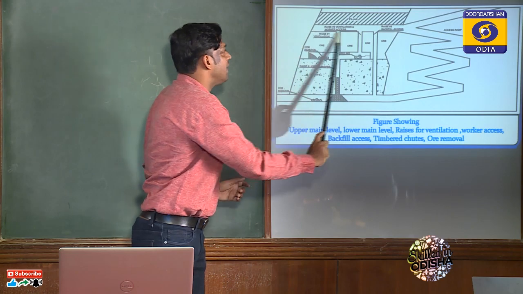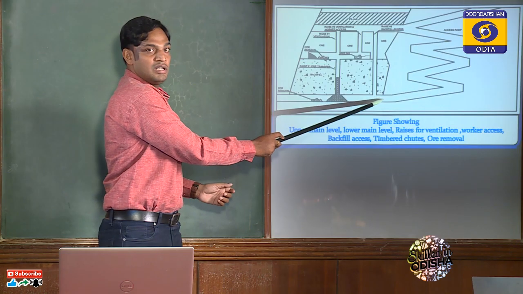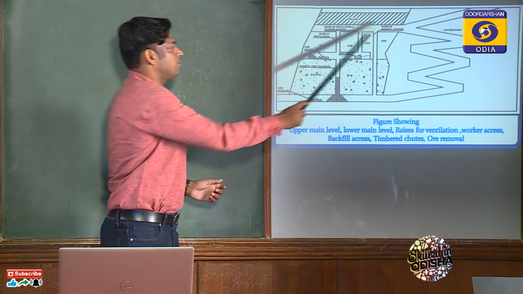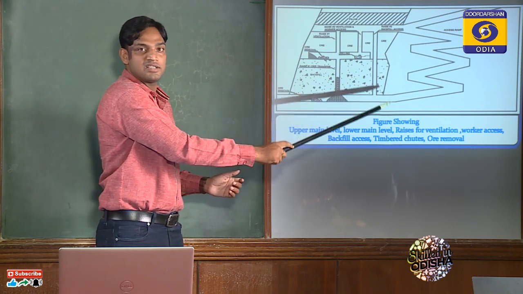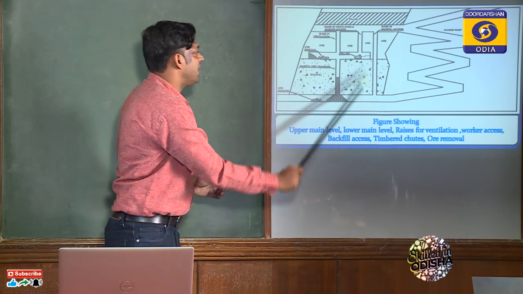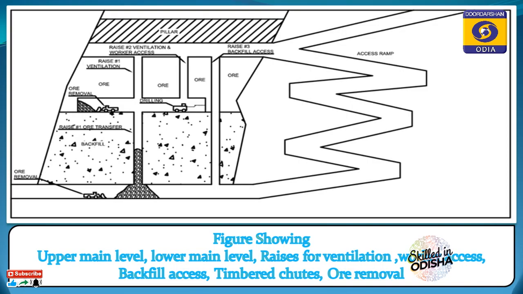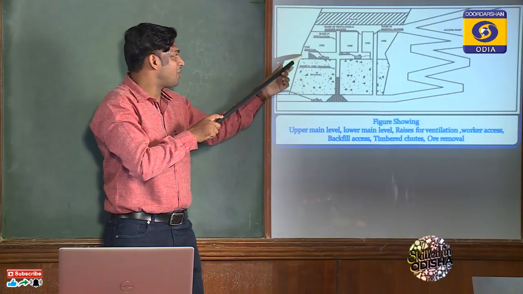driven the upper main level. This is the upper main level, and this is the lower main level, so the block is now divided horizontally, and now these are the raises and winzes we have driven, and an undercut. This is a figure where we have already started operating up to this level.